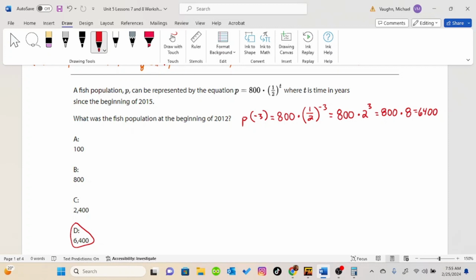It halved in 2013 to 3,200. It halved in 2014 to 1,600. And then it halved again in 2015 to be 800, which is what our initial population is, measured in 2015.